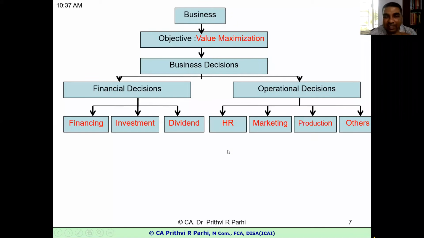In operational areas, we take decisions regarding human resources, marketing, production, and many other areas. All these decisions are relevant to run the business. If you take all these decisions together, can you read out what are these three financial decisions we're talking about?